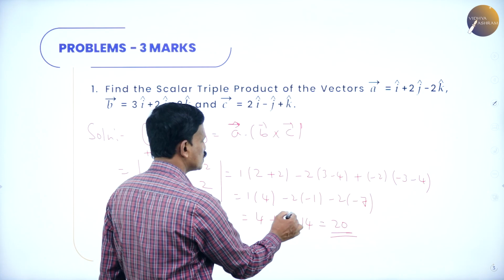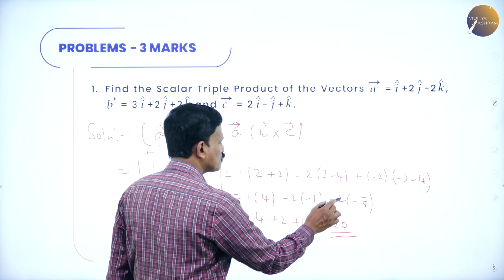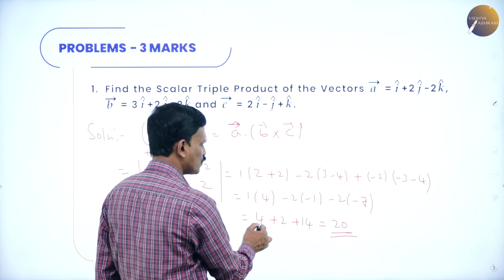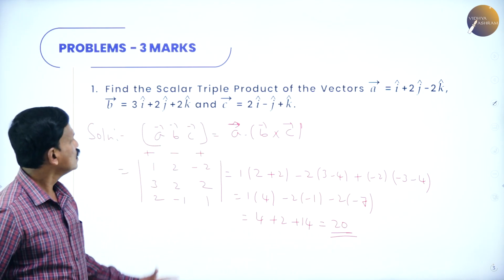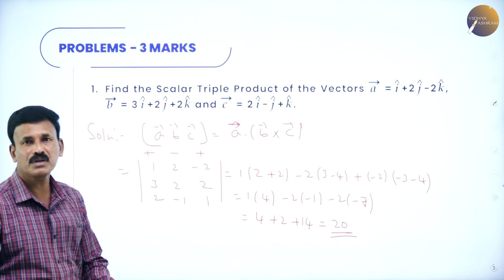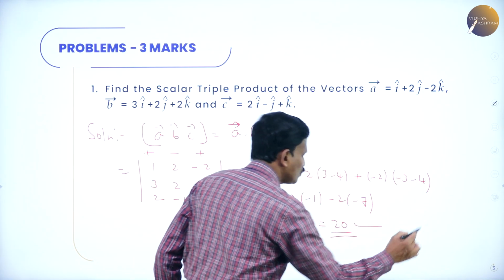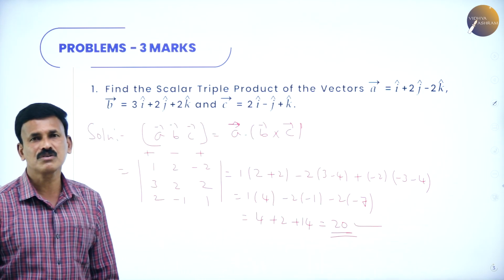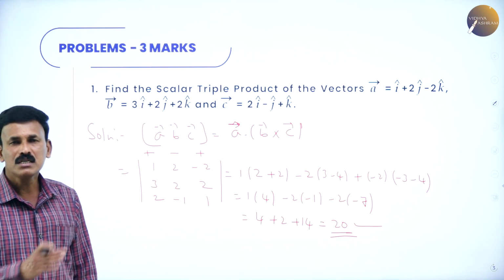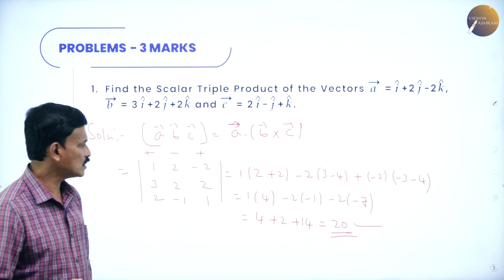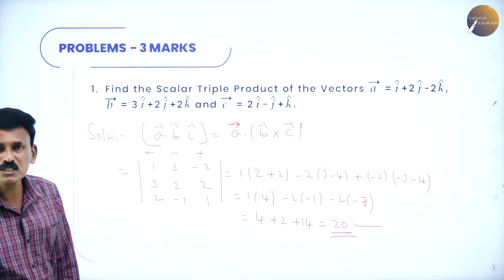4, minus into minus plus 2 ones are 2. Minus into minus plus 7 twos are 14. 14 plus 4 is 18, plus 2 is 20. So the required answer is 20. So this is called a scalar triple product. That is why it is a scalar quantity. So you are going to get a scalar quantity. Scalar triple product is nothing but A dot B cross C, the value of that determinant. That's it. Now let us come to the next problem.